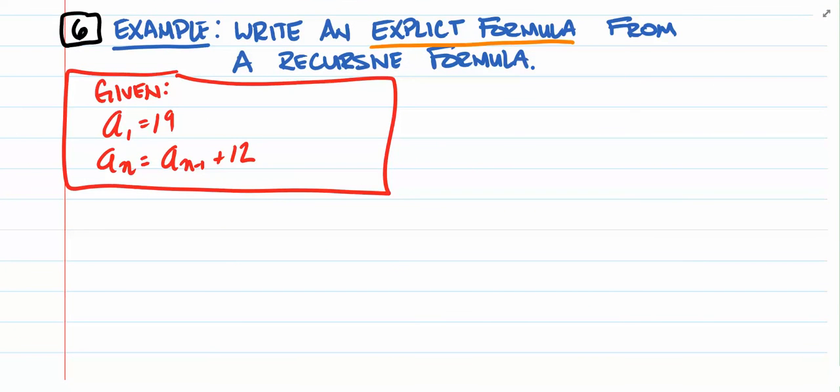Okay, box number 6, what we're going to do is we're going to write an explicit formula from a recursive formula.